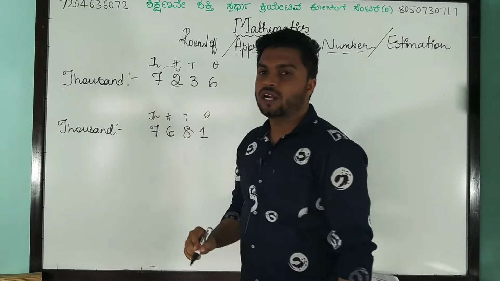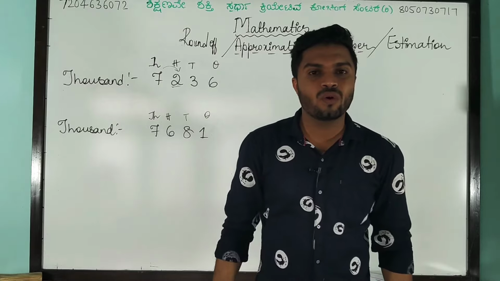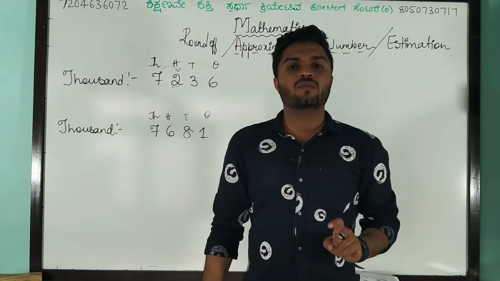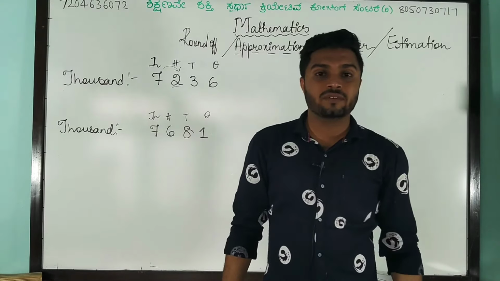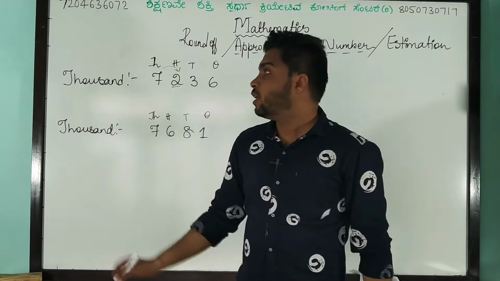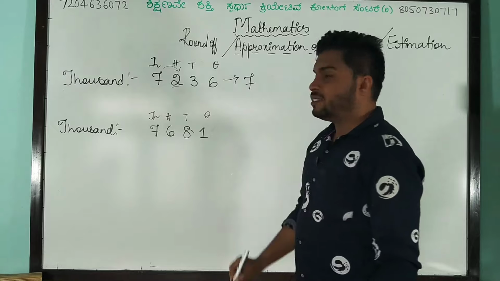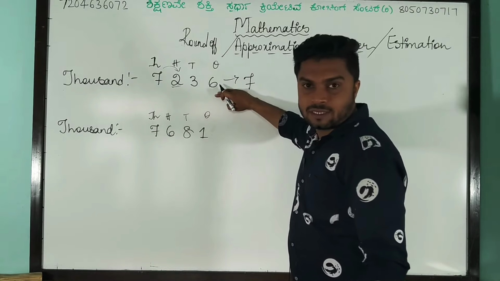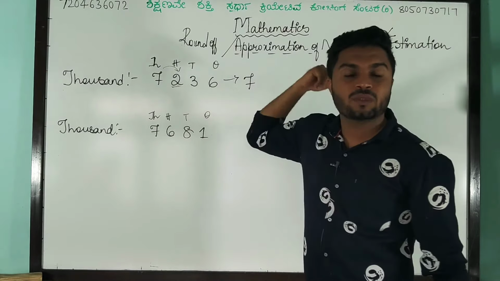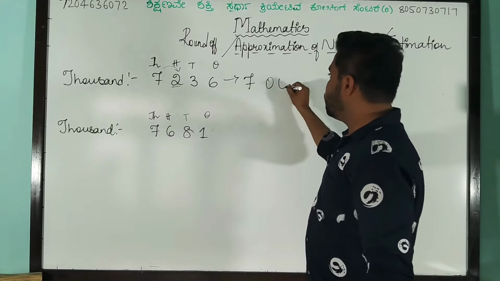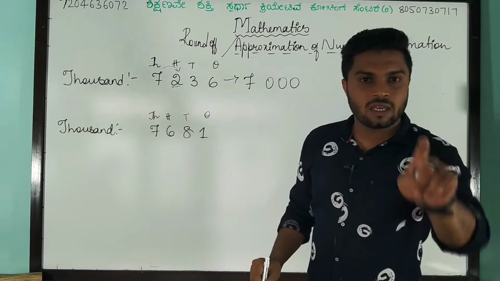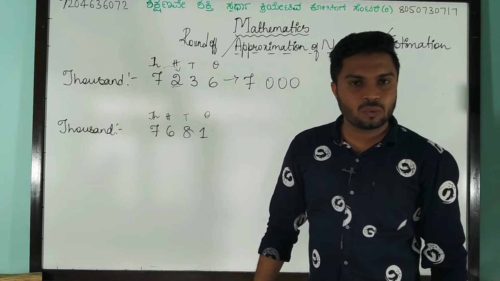What do you have in the 100 place? It is 2. If it is 2, it is less than 5. So the number in the 1000 place will be as it is. And what about these numbers? These numbers become 0. 0, 0, 0. Done. Yes. Now check again for the 1000 place.